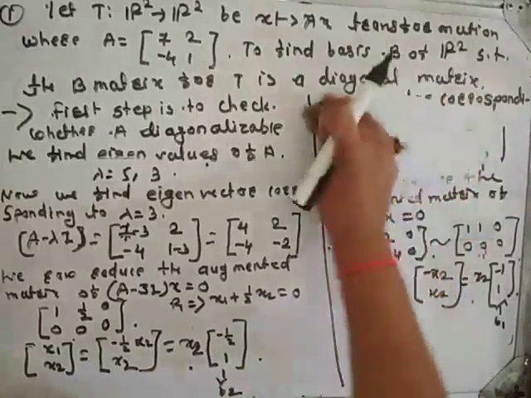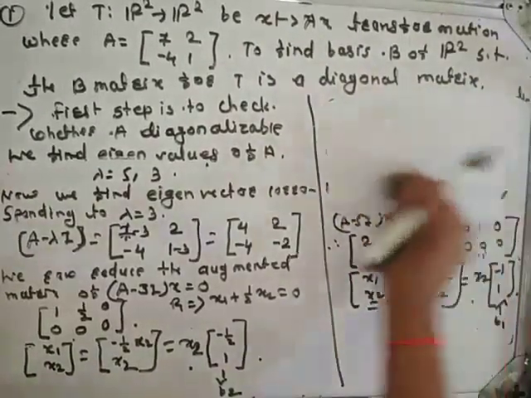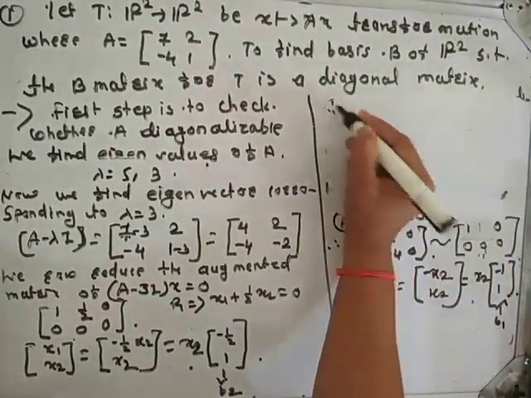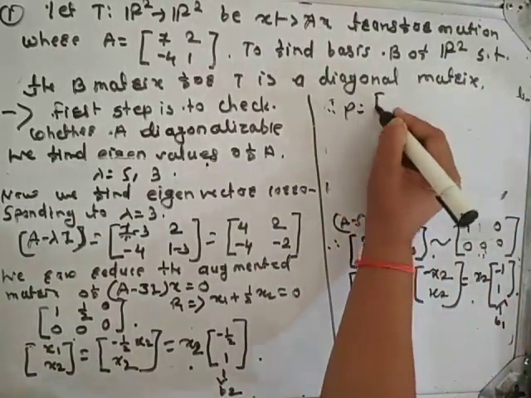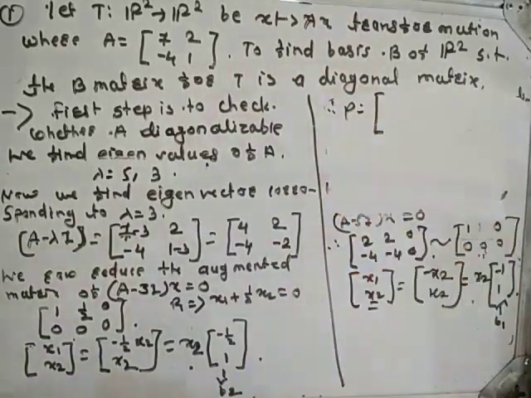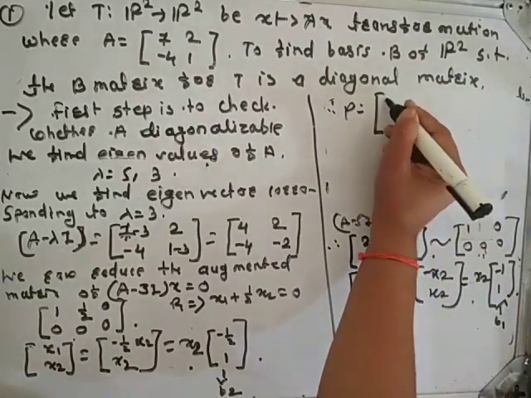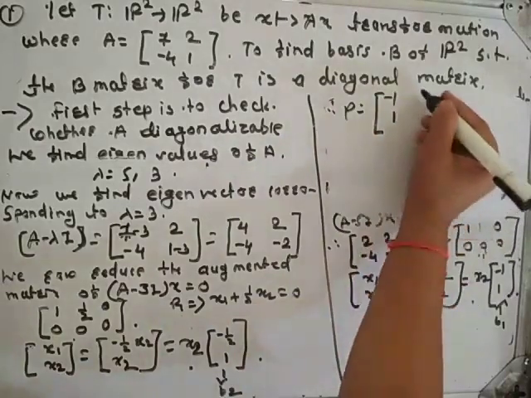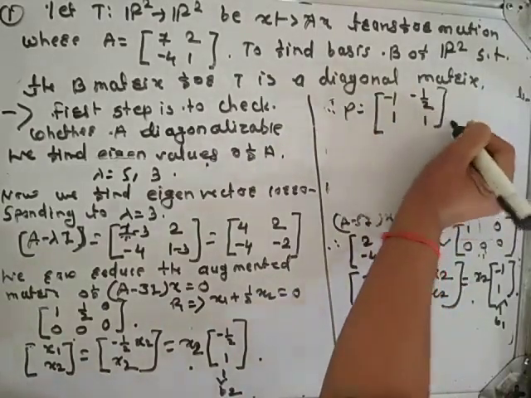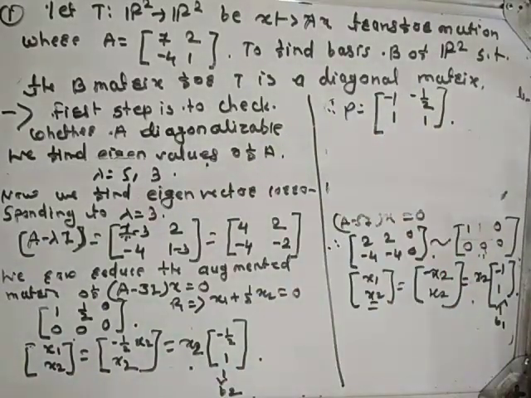Therefore, matrix P is nothing but vectors b1 and b2 as the columns of P. This is minus 1, 1, minus 1 by 2, 1. This is the matrix P.